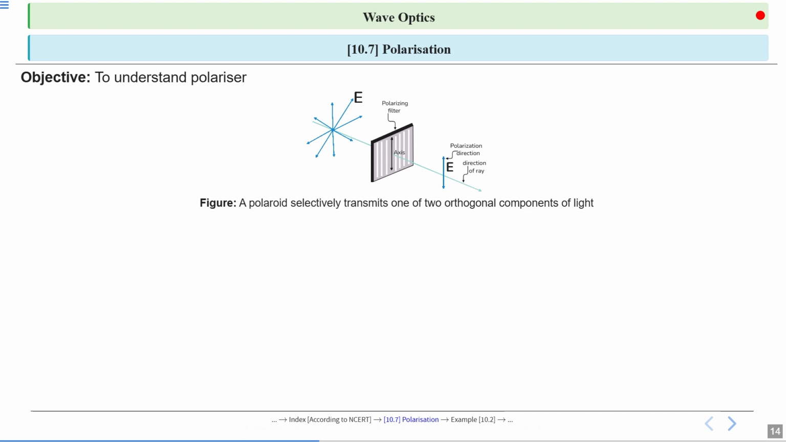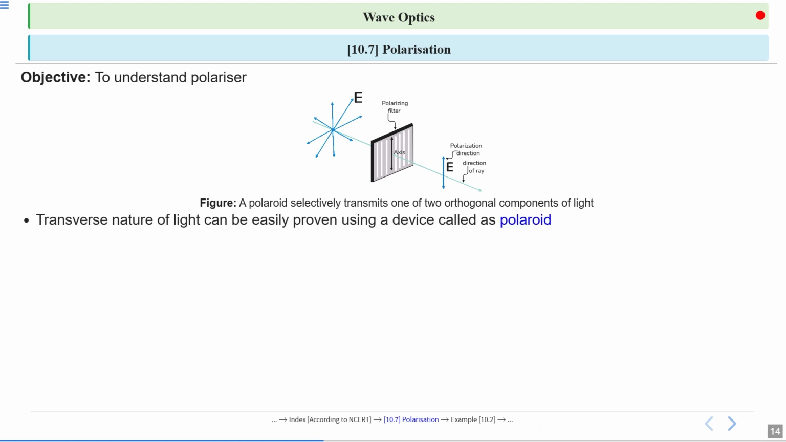Okay, now we will study the concept of a polarizer. Our objective is to understand how a polarizer works. Notice the image of a Polaroid, which is a device that selectively transmits one of the two orthogonal components of light.